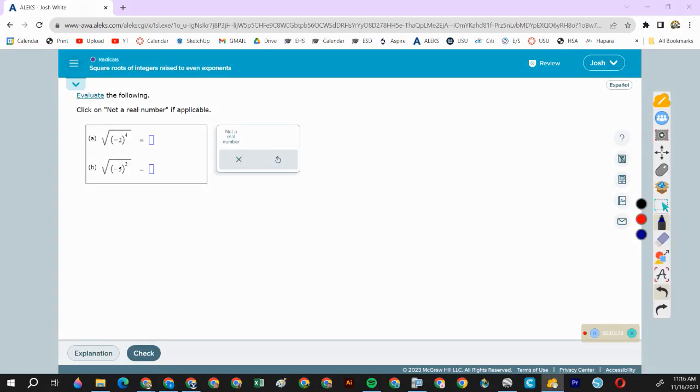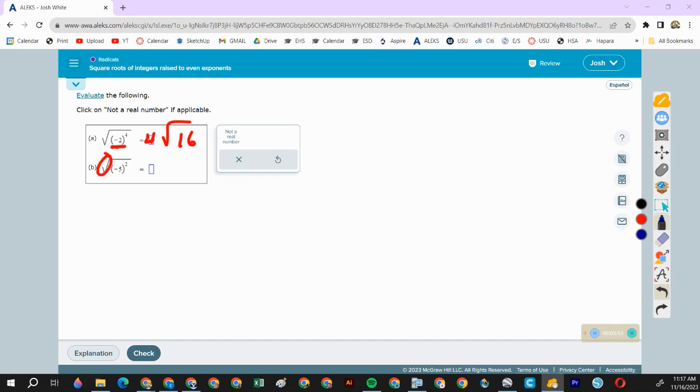All right. So here, we need to do the exponent first. So negative 2 to the 4th is positive 16. And if I square root that, I get 4. Negative 5 squared is 25. And then if I square root that, I get 5. So you have to be a little bit careful here.